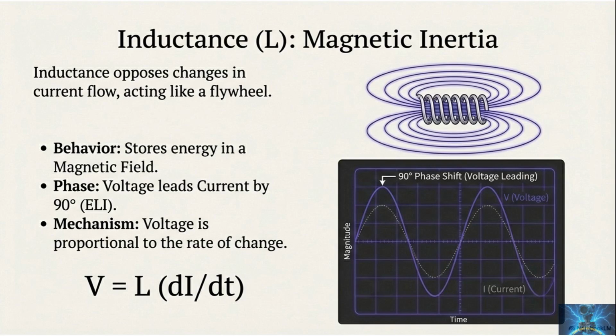Inductance, magnetic inertia. An inductor resists changes in current. It stores energy in a magnetic field, then releases it later. In an AC circuit, that creates a timing shift. Voltage leads current. The inductor is like a flywheel for current. It does not want current to change quickly.